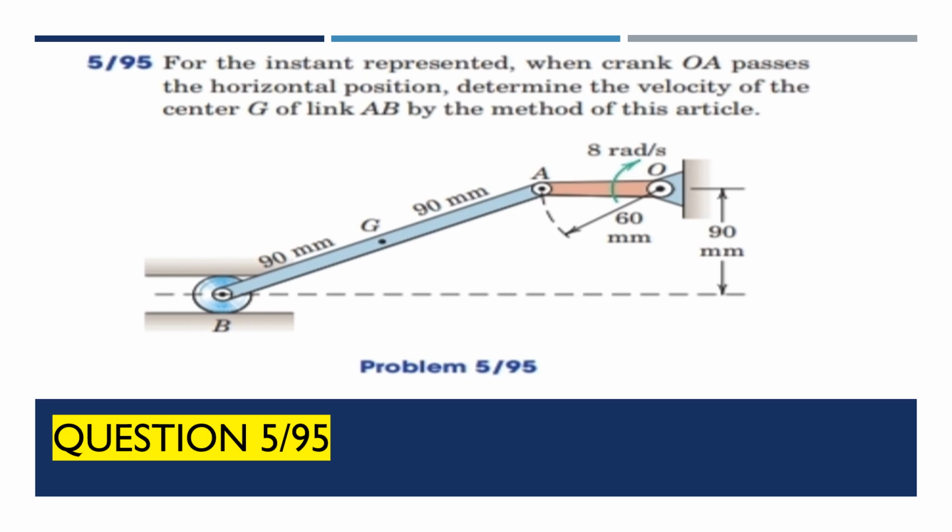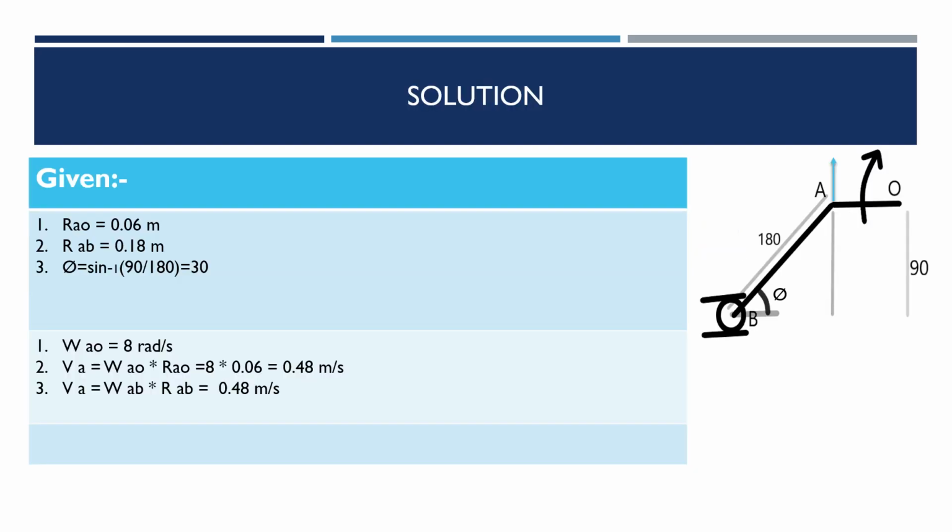We can see there are two rods attached at point A. At this instant, the omega of AO is given as 8 radian per second, and we have to find the velocity at point G. Now we shall proceed to the solution.